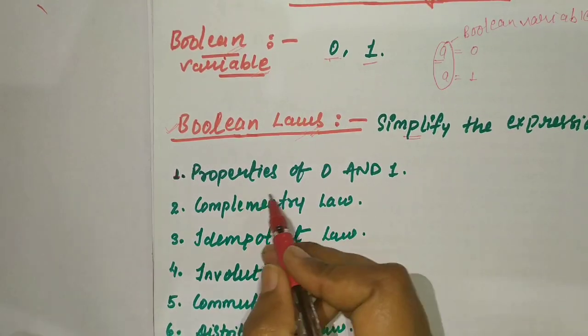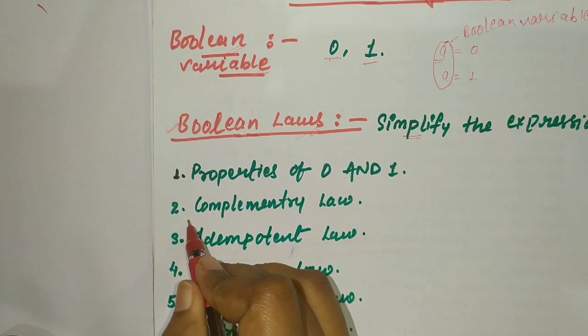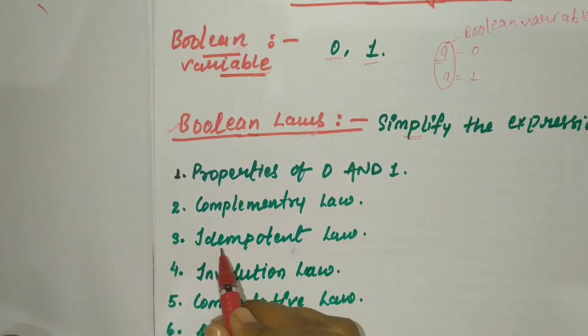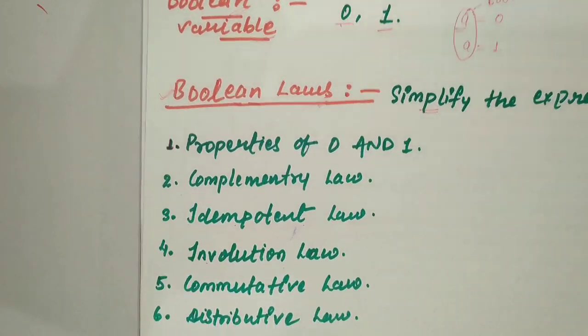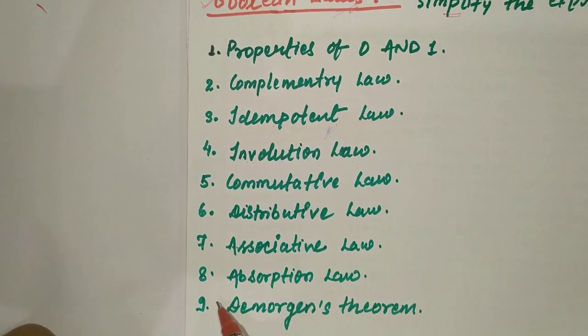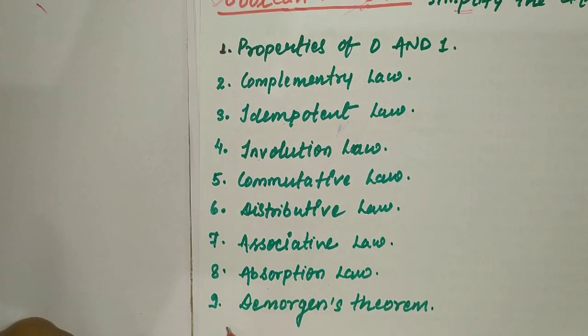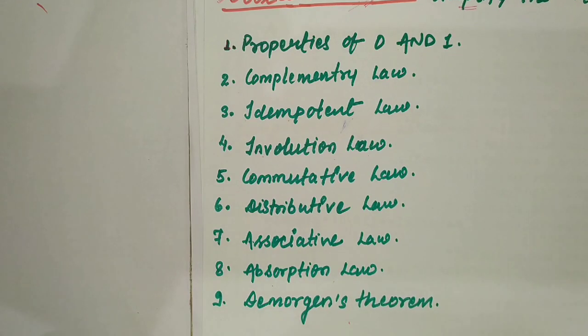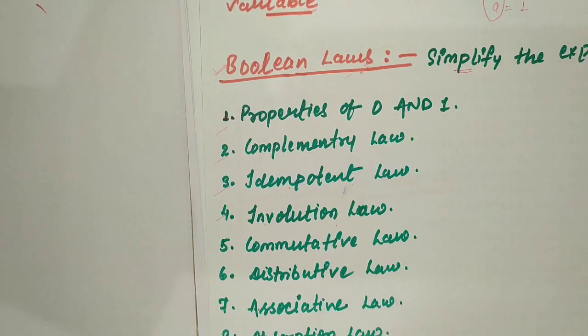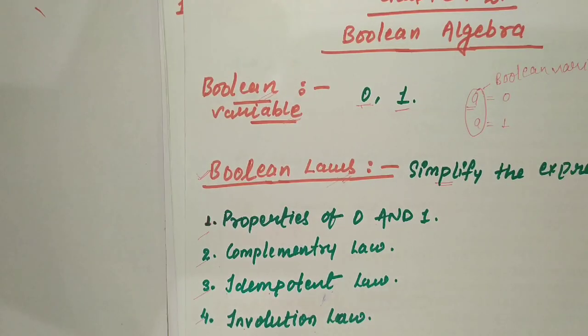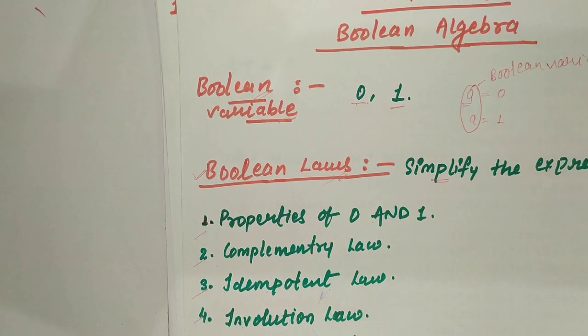First is the property of 0 and 1. Second is the complementary law. Third is the idempotent law. Fourth is the involution law. Fifth is the commutative law. Sixth is the distributive law. Seventh is the associative law. Eighth is the absorption law. And ninth is De Morgan's theorem. In this video we will discuss only the fourth law. So let's start the laws of Boolean algebra.